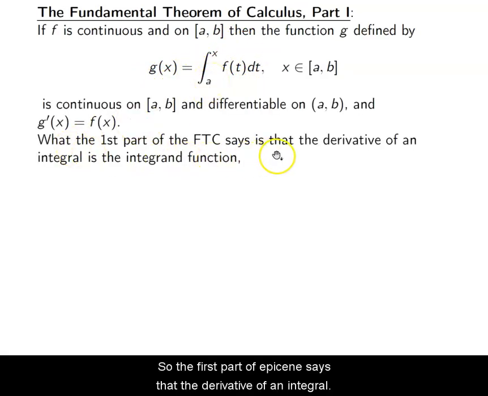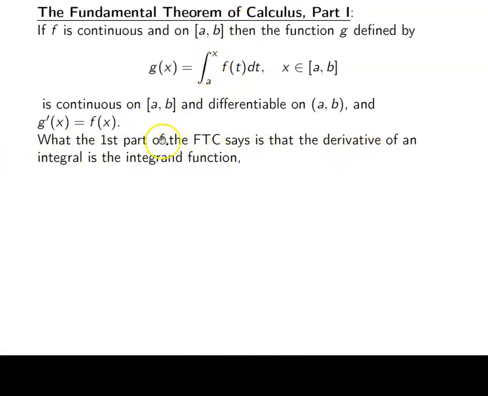So the first part of FTC says that the derivative of an integral is the integrand function. If I take g and I differentiate it, I will get f. Another way of saying this is that this is an antiderivative, which is where we're going to come to. If I took the derivative of this integral, once I actually calculate it as a function, I will get out the function that I integrated.